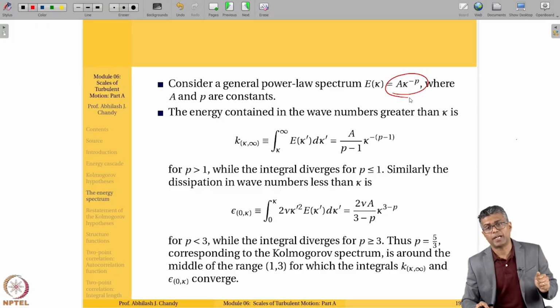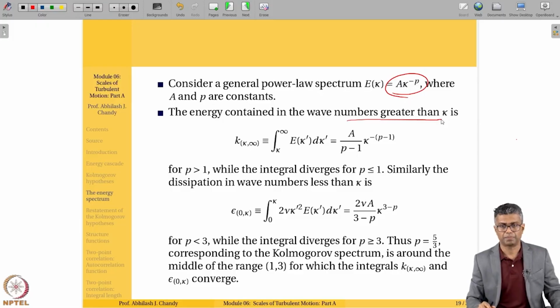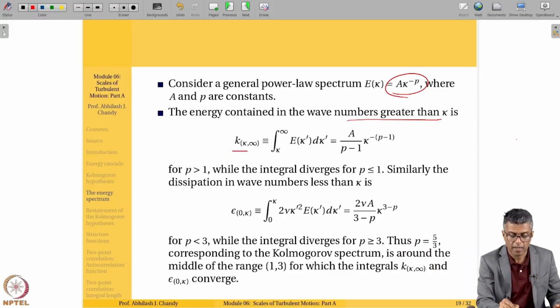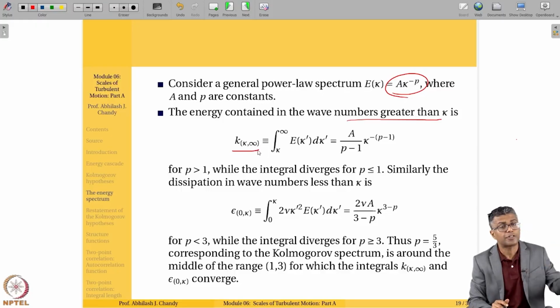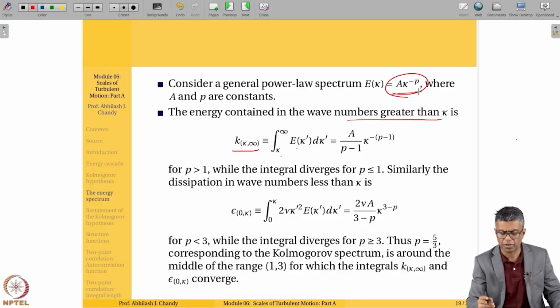Now, if I want to find out the turbulent kinetic energy, so the energy contained in wave numbers greater than kappa, which means kappa to infinity, I have k(kappa) is the integral of the energy spectrum function, so that is kappa to infinity E(kappa') d kappa'. And if I do a simple integration, I have A over p minus 1 kappa to the minus (p minus 1).